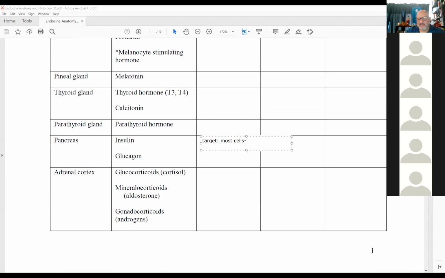Liver cells. Liver and... Pancreas. No, not pancreas. Pancreas is where it's produced. Bone marrow is not a bad guess, but no, not the bone marrow. Where else might we want to? Well, okay, let's go back. Muscles, there we go. Primarily muscles and liver, but most of the cells of the body.